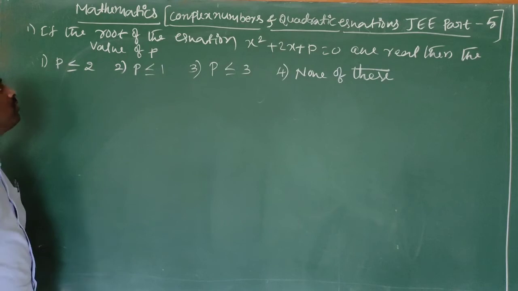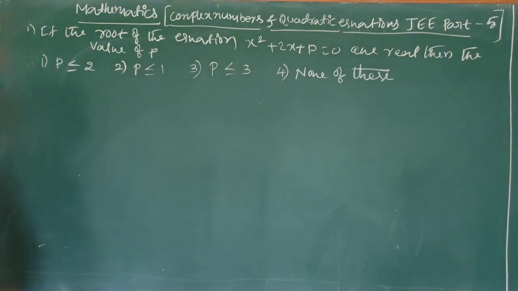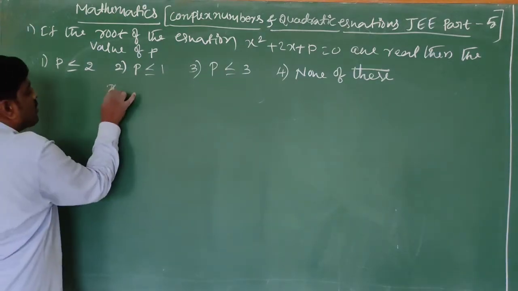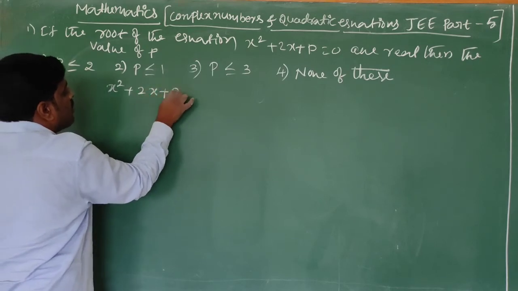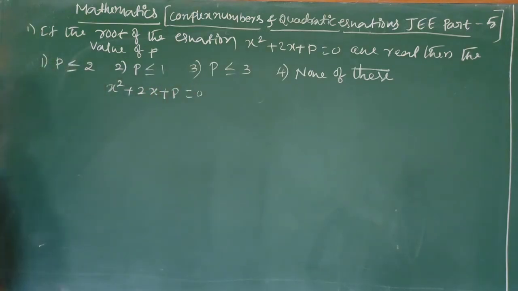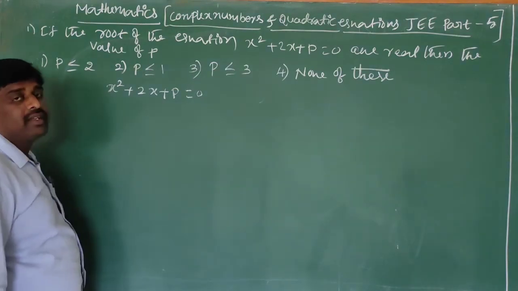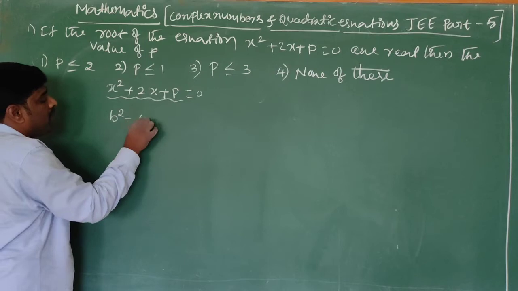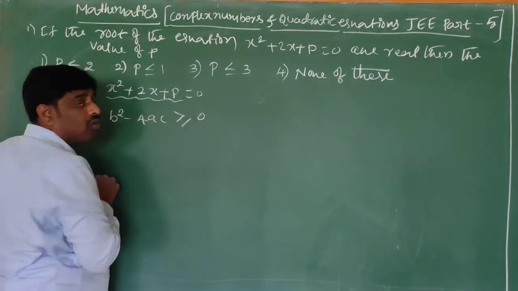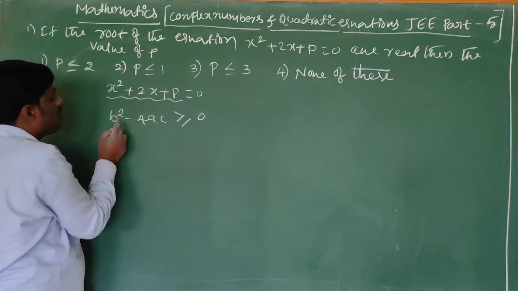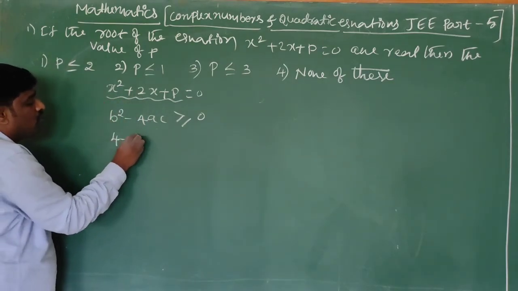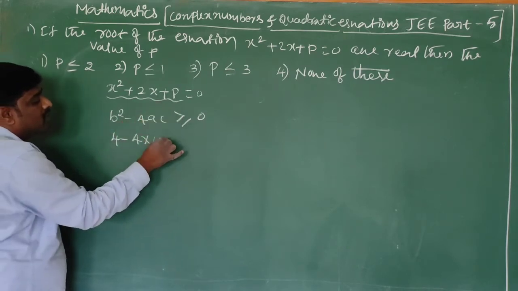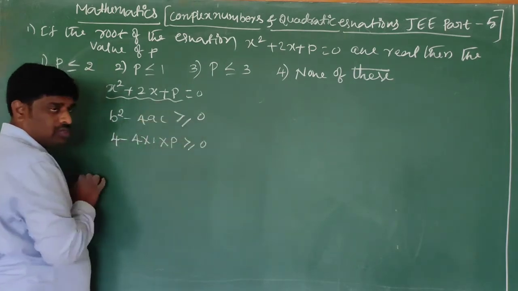So dear children, if the roots of the equation x square plus 2x plus p is equal to 0 are real, then the value of p. Real means the discriminant is greater than or equal to 0. The discriminant of this equation is b square minus 4ac greater than or equal to 0. What is b here? 2 square means 4, into a value is 1, c value is p, greater than or equal to 0.